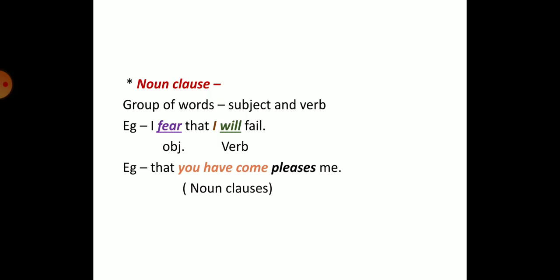Let's look at another example. That you have come pleases me. Here, that you have come is a noun clause as it is acting as the subject of the verb pleases. So basically, this clause does the work of a noun.